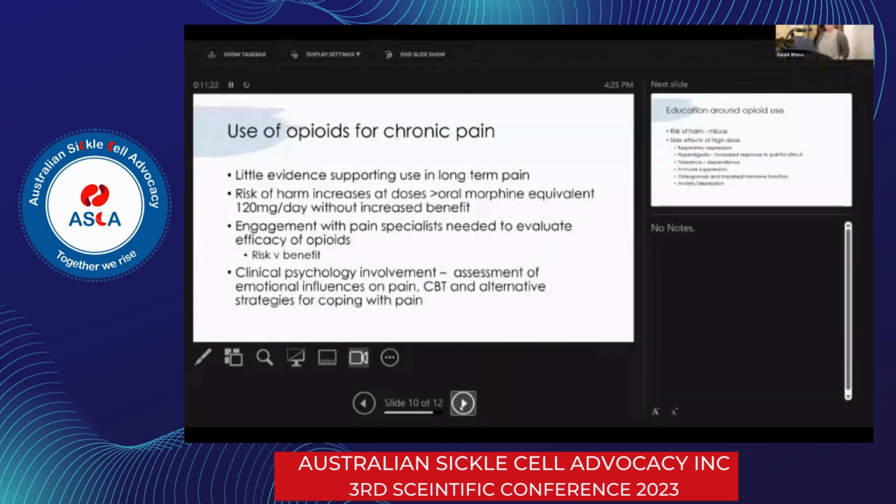The use of opioids for chronic pain is quite contentious. There isn't very much evidence supporting its use long term, and certainly at high doses; this 120 milligrams a day is very high. The risk of harm is much greater than the perceived benefit you might get. That's why engagement with pain specialists is really important, to help evaluate the efficacy of what they're currently on, discuss the risk versus benefit, and promote additional strategies as well. As I said before, the clinical psychology involvement is really important.